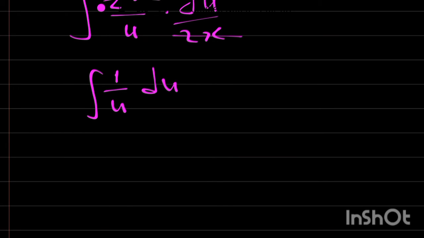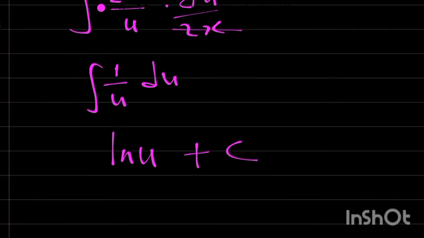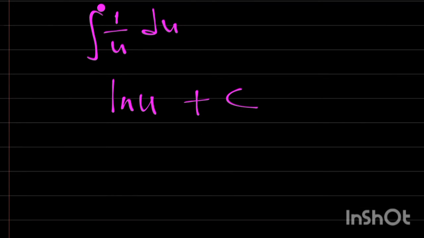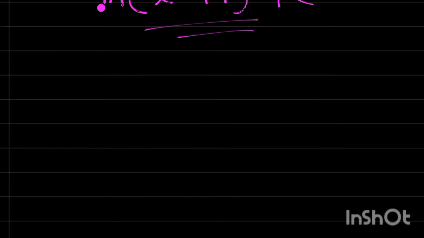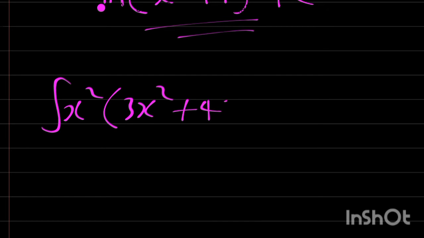Therefore, integration of 1 over u is ln u, natural logarithm of u, plus c. That is what I'm going to get. Now, let's put the value of our u back. So I'm going to have ln of x squared plus 1, then plus c. This is our answer. Okay, let's take a look at another example. If I should have integration of x squared into bracket 3x squared plus 4x with respect to x.